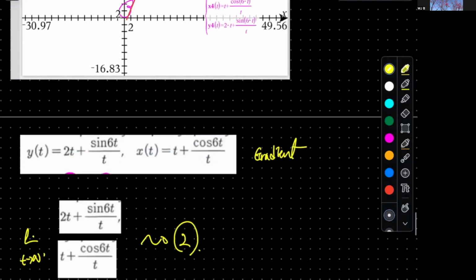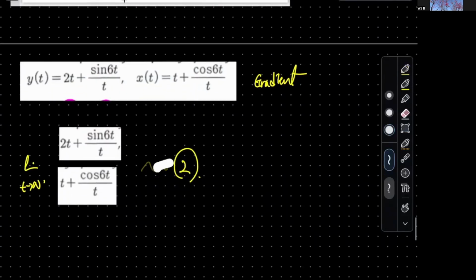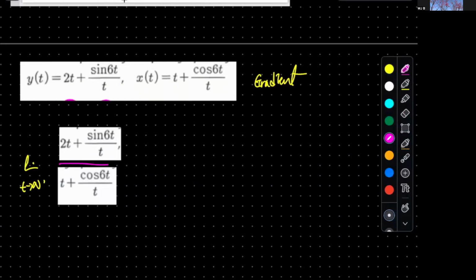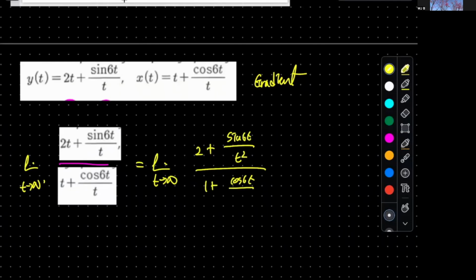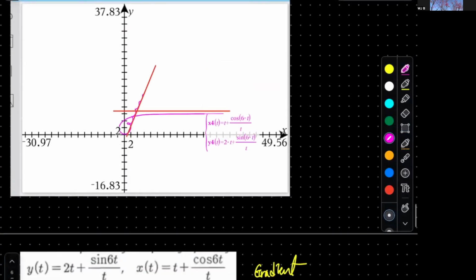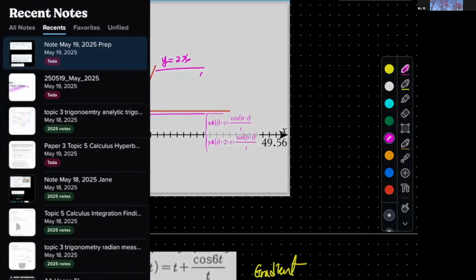And if you ask me how I know it is 2, I've got this rise over run for the expression. What you can do is divide top and bottom by t squared. If I do, I get 2 plus sine 6t over t squared, over 1 plus cosine 6t over t squared, and those would converge to 0 as t goes to infinity, so the gradient is going to be 2. So you expect my slanted asymptote to be 2x. So being able to observe that on the graph is important.